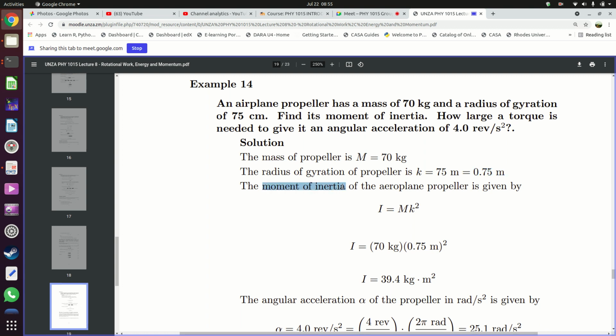The moment of inertia of the propeller in this case is going to be I equals the mass multiplied by the radius of gyration squared. So we end up with I equals 70 kgs multiplied by 0.75, the whole thing squared. So we end up with our moment of inertia I equals 39.4 kg meter squared. We are trying to find the torque, and we have our moment of inertia here.